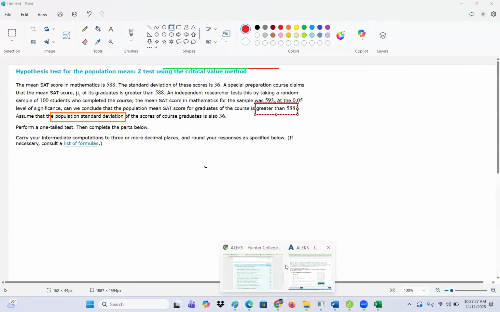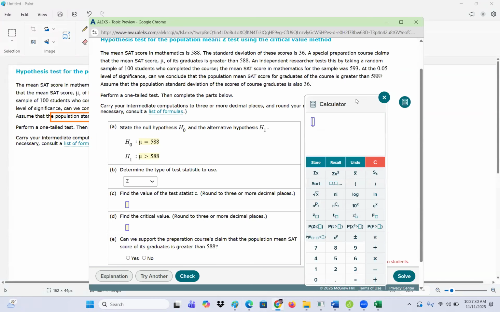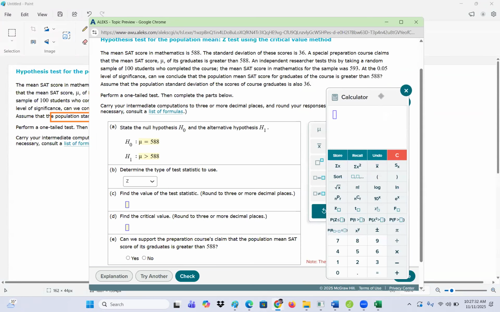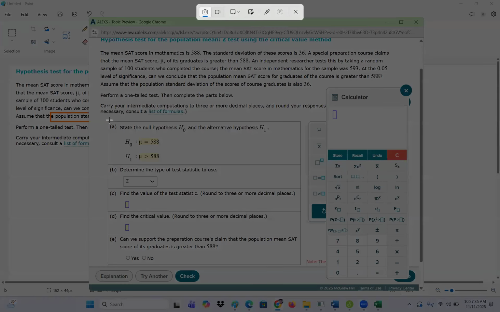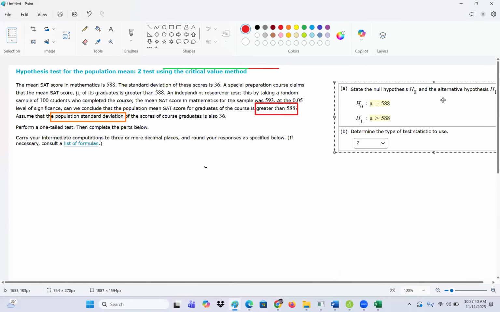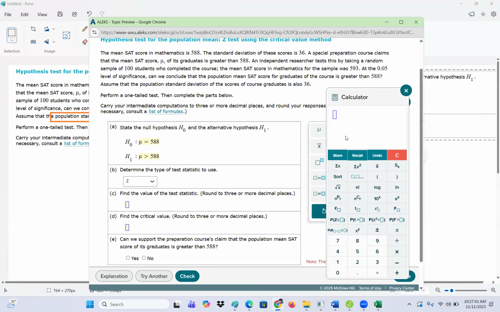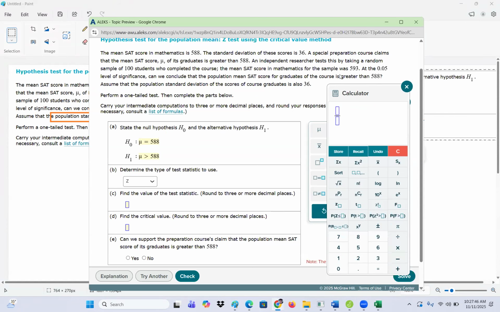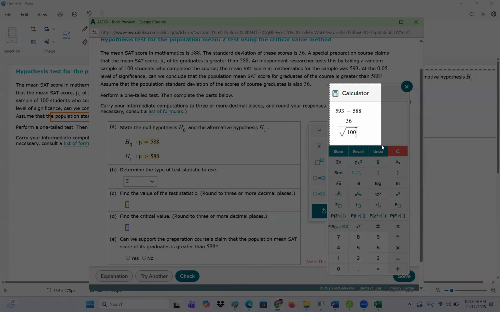Now, when we compute the test value, we just take the sample mean, which was 593, minus the testing value, 588, over the standard deviation, equal to 36, divided by radical n, which is radical 100, since the sample is 100 students. So we can simply compute this.